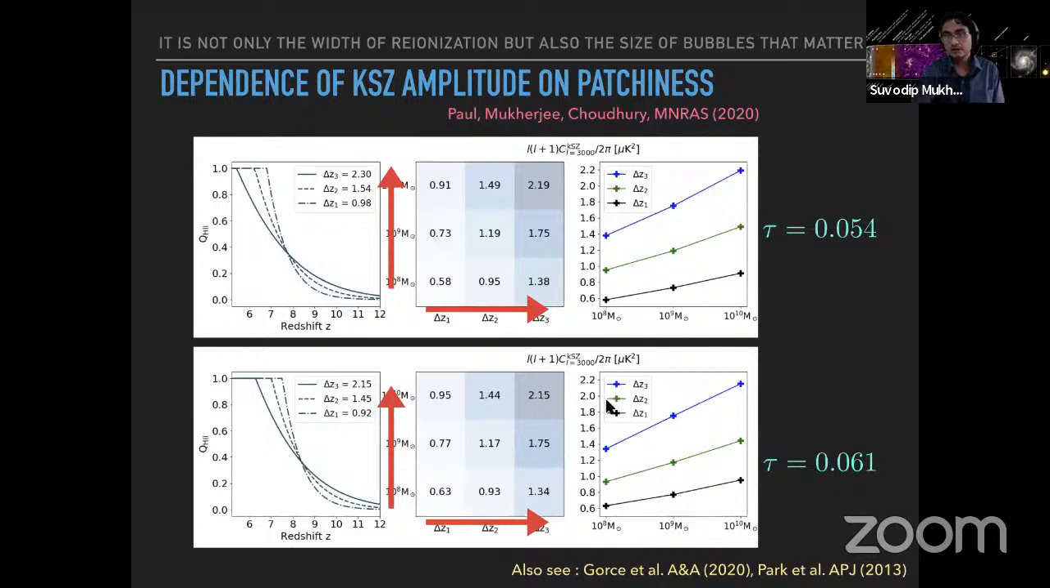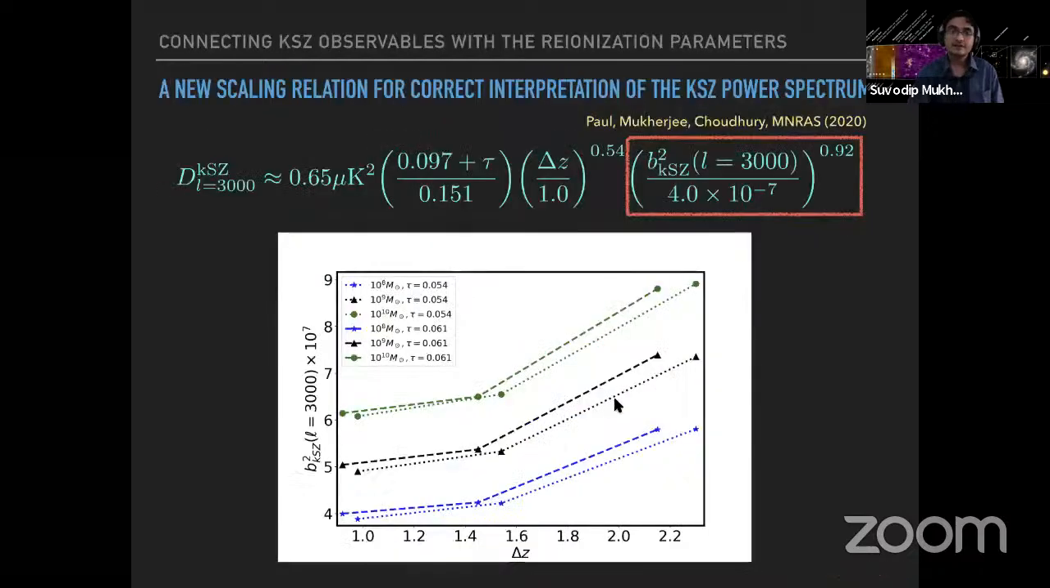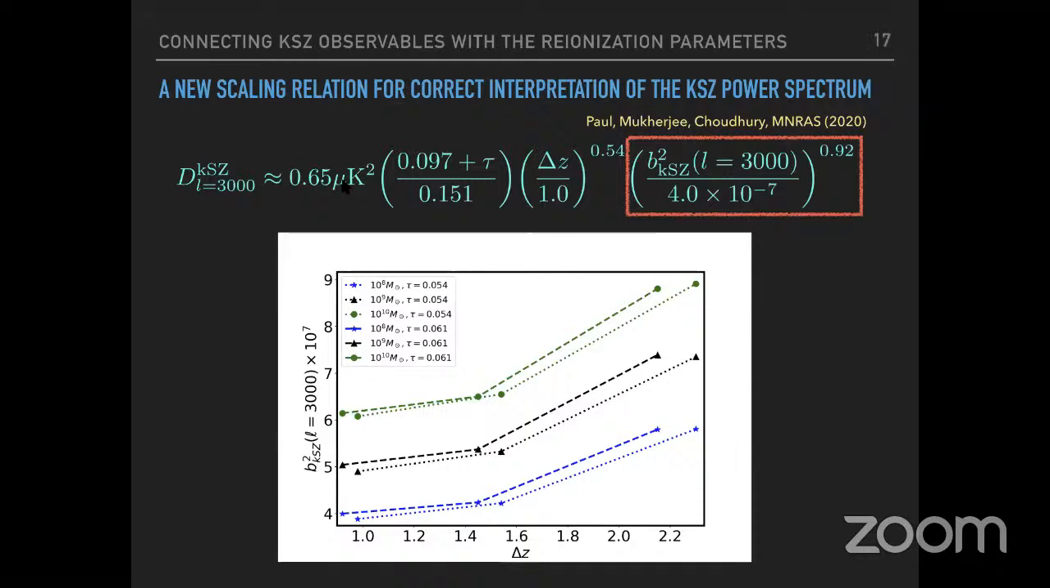Now the point is, if we want to compare this with observation, we cannot run a simulation every time. If we want to do a parameter estimation, we need a fast code which can do the parameter estimation and easily explore the parameter space. So for that, what we have shown is that we can find a scaling relation to connect the power spectrum of kSZ with the physical parameters of reionization. Three for now, there can be more. We have explored three parameters.